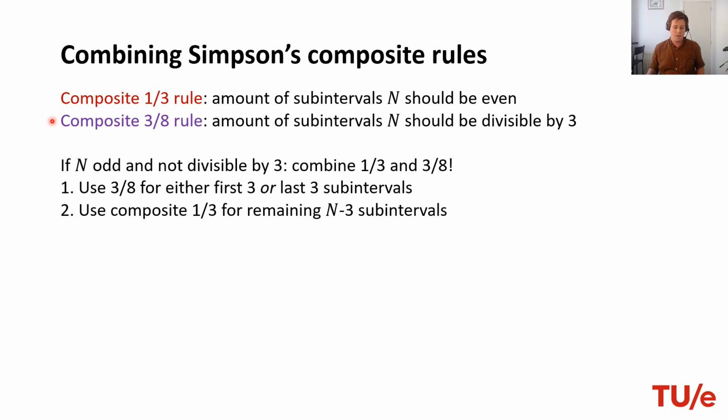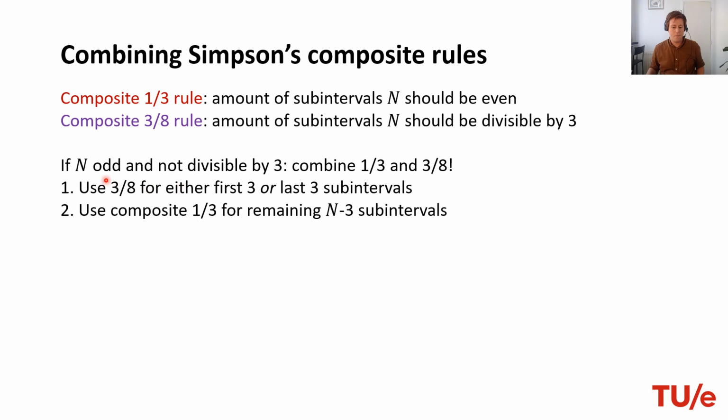What you could do then is to combine both of these rules. So if n is odd, not divisible by 3, what we can do is use the 3/8 rule for either the first 3 or the last 3 subintervals.